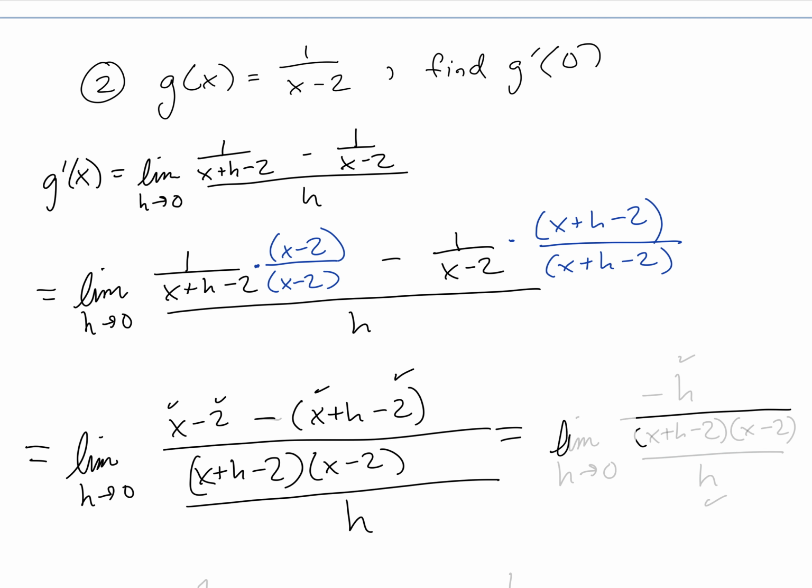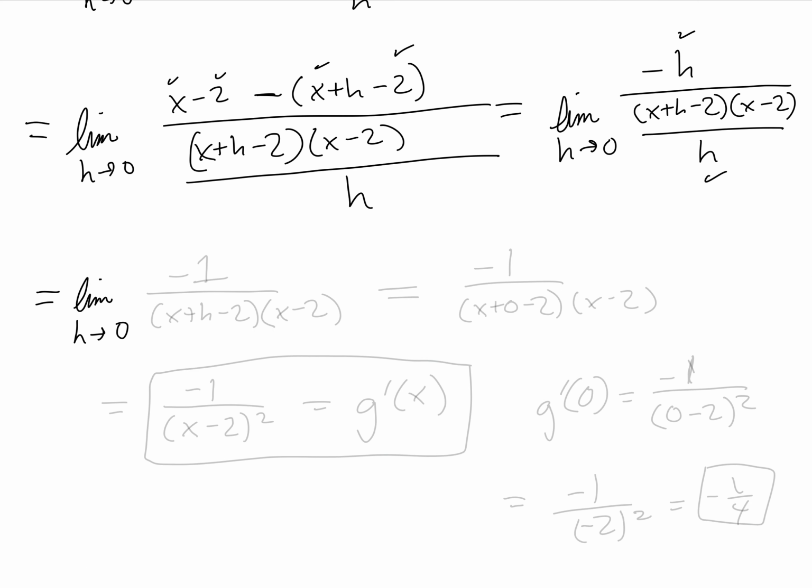So this is now the limit as h goes to 0 of, in my numerator, all I've got left is a negative h, and then (x plus h minus 2) times (x minus 2), all divided by h. So I've got h over something divided by h. My h's cancel out. And so this is the limit as h approaches 0 of negative 1 divided by (x plus h minus 2) times (x minus 2).